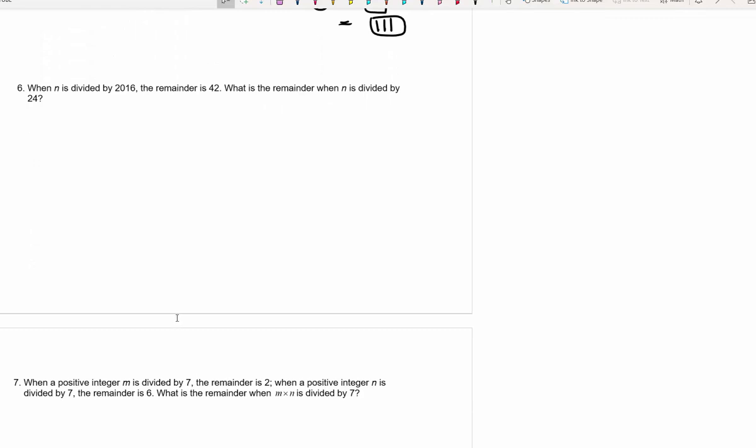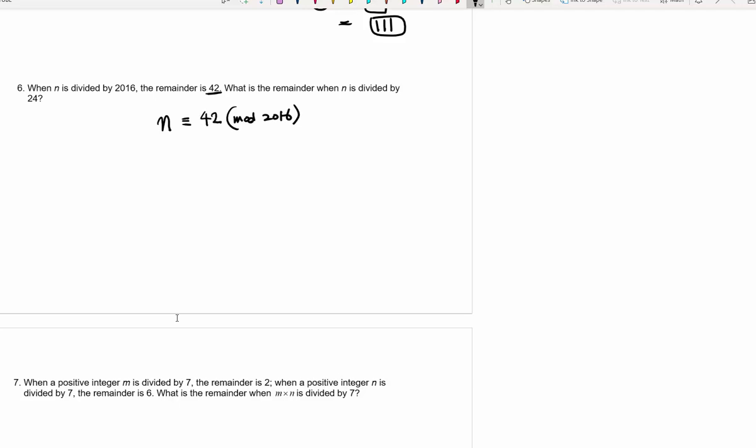So just two more questions, okay? Now number 6. N is divided by 2016, so that means n is 0 mod 2016, right? That's the meaning. The next one: the remainder is 42, okay? I'm sorry, that is when divided by 2016, the remainder is 42, okay? The remainder is given, not 0.